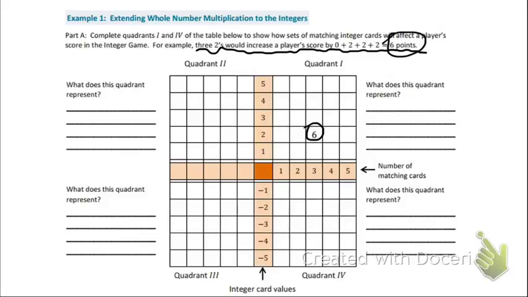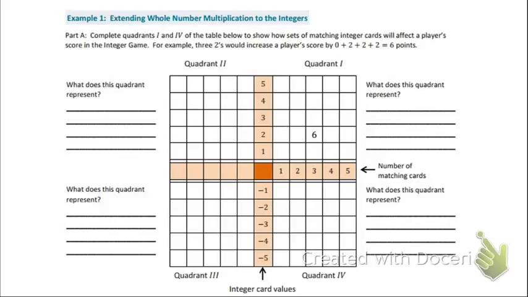Very specifically, this x-axis right here equates to the number of matching cards. This is the number of cards that are being either drawn or discarded. And moving up this way, these are the integer card values. Up here in quadrant 1, they go from 1 to 5, as you see, and down here in quadrant 4, they go from -1 down to -5.